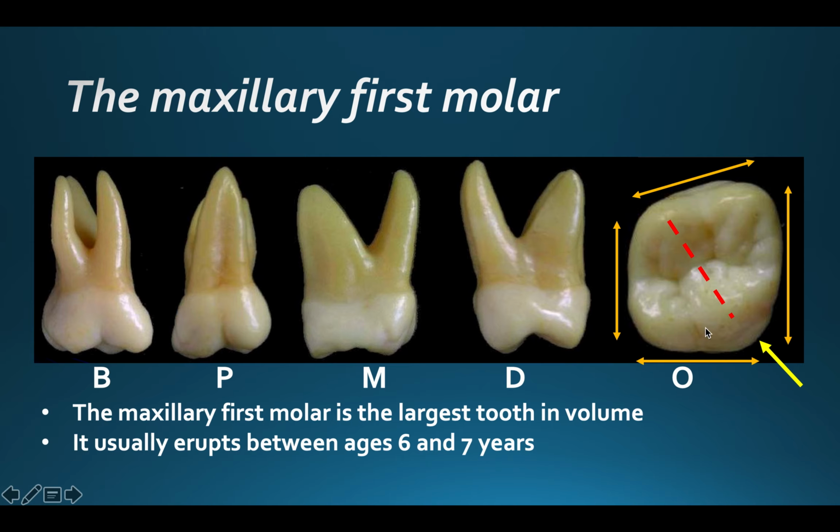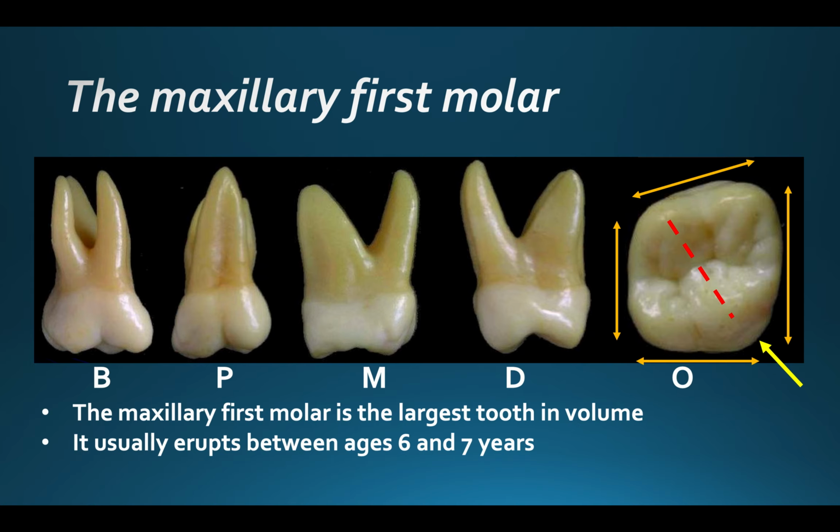From an occlusal aspect, if you look at this tooth, it is somewhat rhomboidal. The crown of this tooth is wider buccolingually than mesiodistally. It is also wider in the mesial aspect than the distal aspect. The buccal and the palatal sides are not parallel to each other, as you can see. The mesiobuccal cusp is more buccal than the distobuccal cusp.